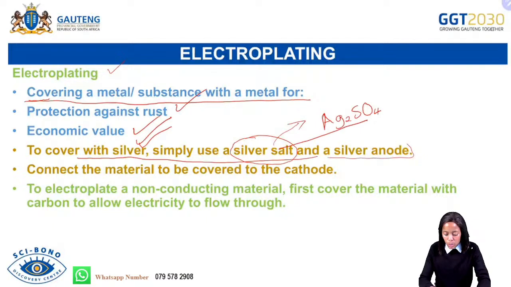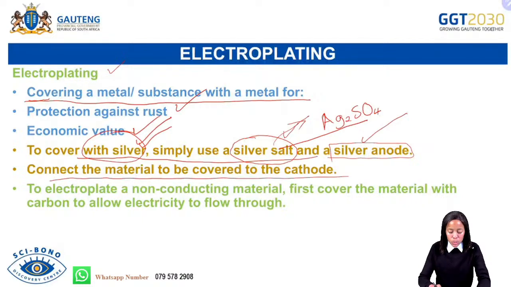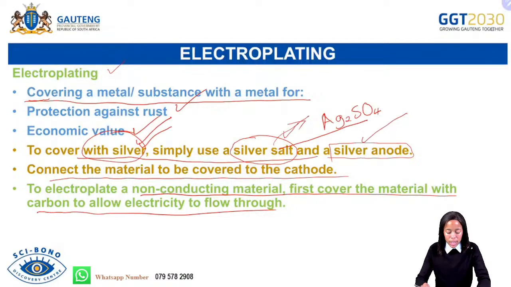And when it comes to the anode, we need to use a silver anode as well. So it's three things here: silver anode, silver salt, and that is for us to cover with silver. Then it says we need to connect the material to be covered to the cathode. And to electroplate a non-conducting material, first cover the material with carbon, and that is to allow the electricity to flow through.